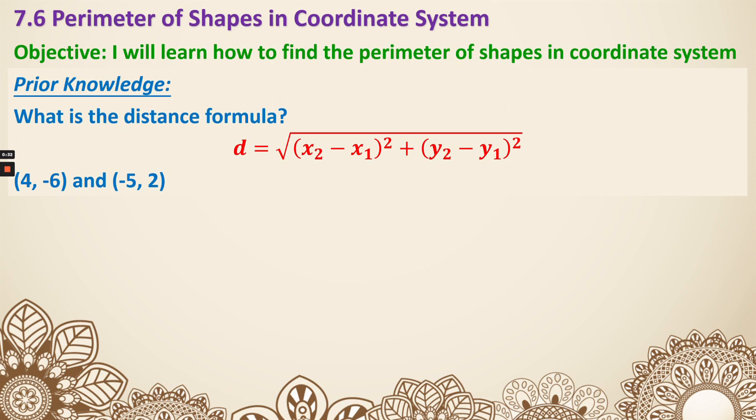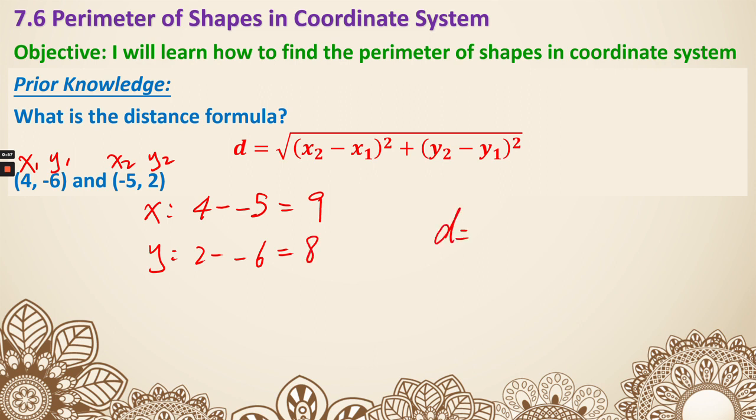So this is my x1, y1, my x2, y2. You don't have to use the formula, you can, or you can just try to lay them out. Find the difference in x: 4 minus negative 5, which is a positive 9. If you use the bigger number minus the smaller number, that can avoid getting negative numbers. So y is 2 minus negative 6, which is 8. So my d would be the square root of 9 squared plus 8 squared, which is the square root of 81 plus 64, which is 145. Put that in your calculator and it should give you 12.04.